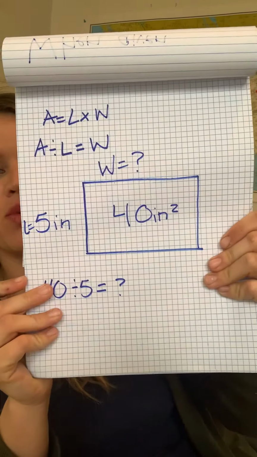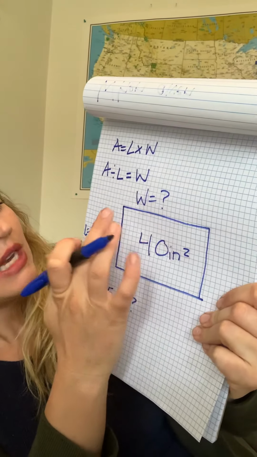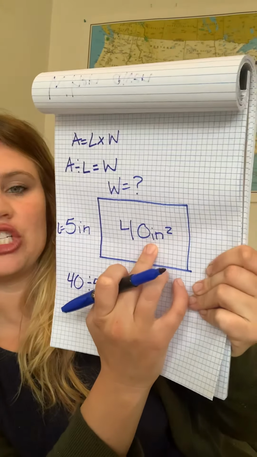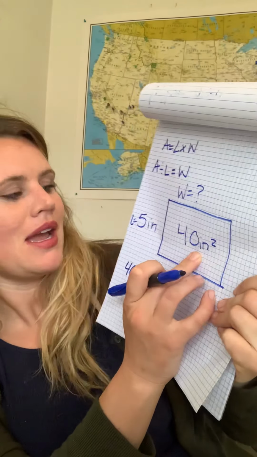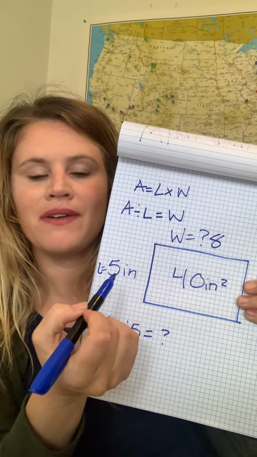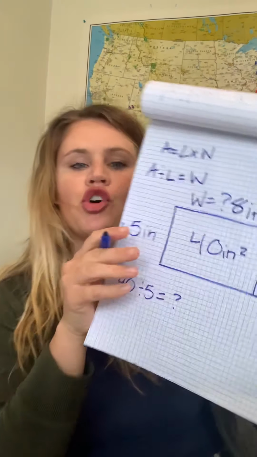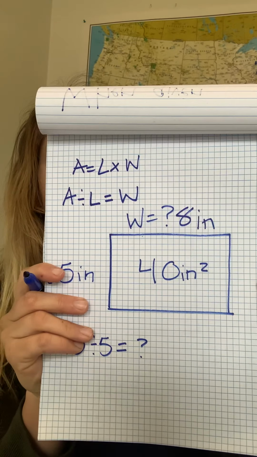Or my favorite way to do this is to do it as multiplication. So I ask, what times 5 is equal to 40 inches squared? I think it's 8 times 5. So my width would be 8. I can check my answer by finding the area: 5 times 8 is 40. So I'm correct. My answer is that my width is 8 inches. Don't forget to label it properly with the inches. Okay? Next problem, very similar.